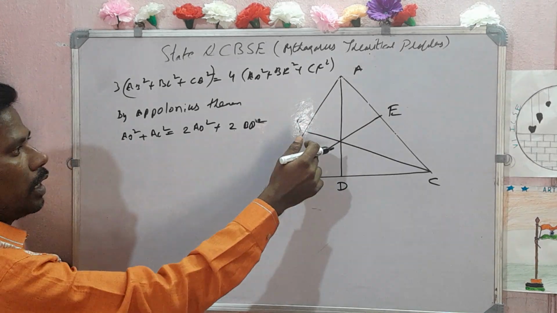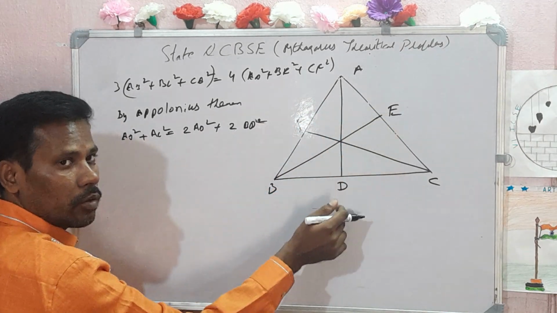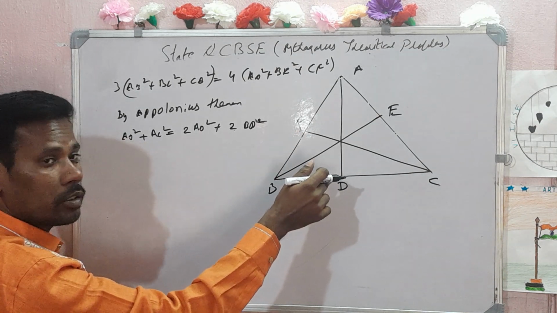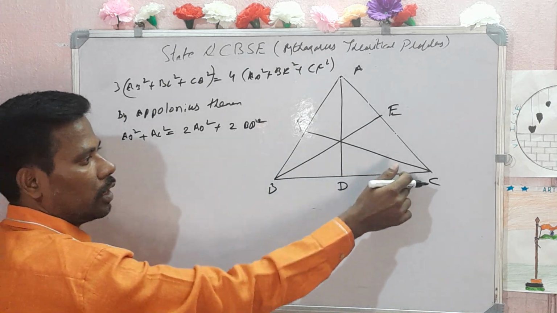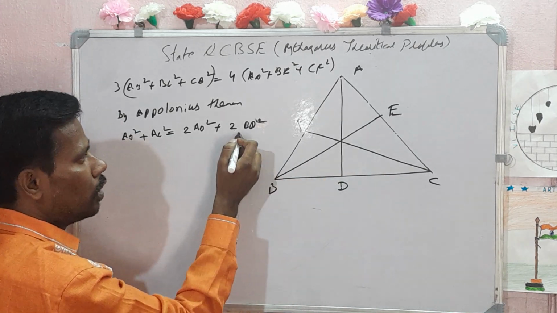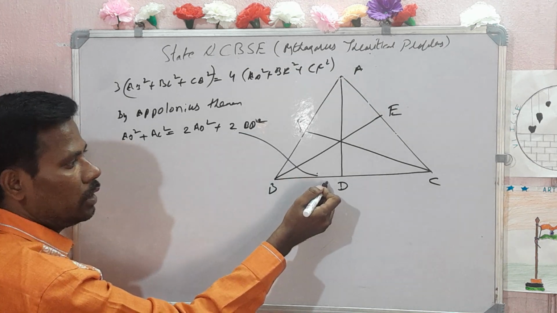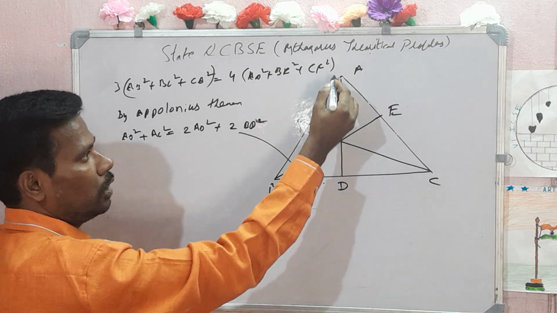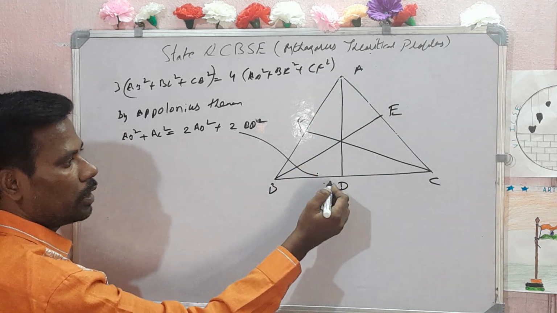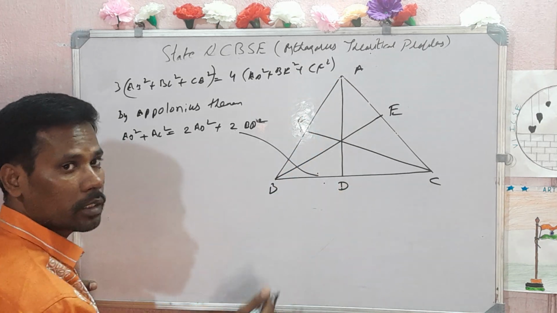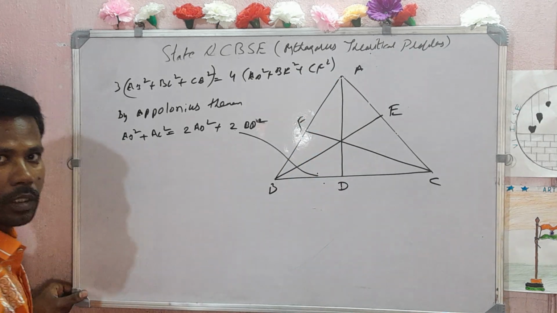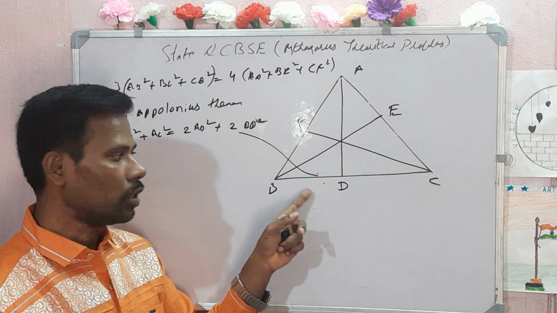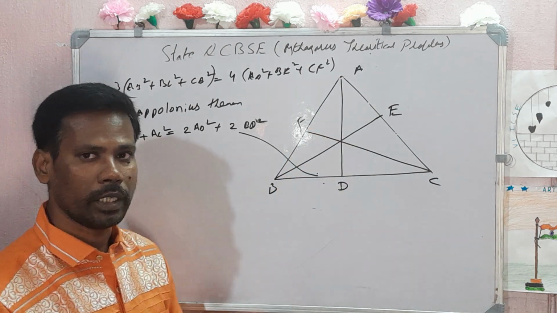Right? Once again, sum of squares of two sides of a triangle is equal to twice the square of half the third side plus twice the square of the median which bisects the third side. Bisects means, already we know AD is the median, means this one.